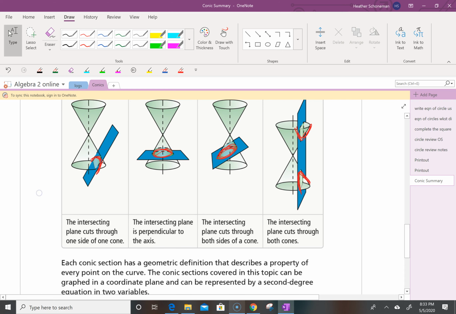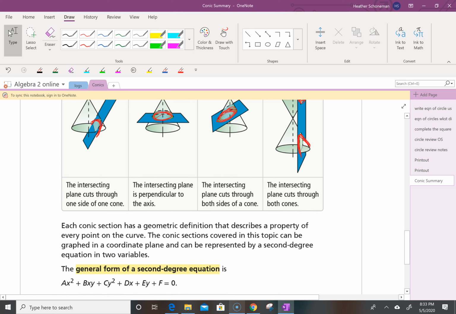Okay, so each one of these conic sections we can define and we can plot and we can graph, and there's all sorts of important information and facts about these. All of them are second degree functions, which means in all of these the highest degree is 2. It can't be less, it can't be more. The highest degree is going to be 2.